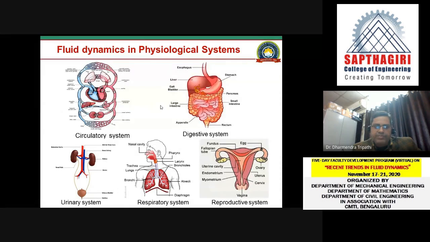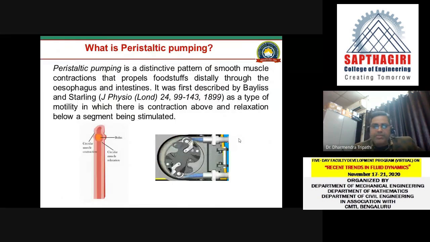We can also have a look at basic physiological systems where fluid dynamics is involved, and people are working on these biological or physiological flow phenomena by using the concepts and principles of fluid dynamics. So these are the physiological systems in our body. Everyone knows, so I will not give much time because we do not have much time. I have more PPT to discuss.